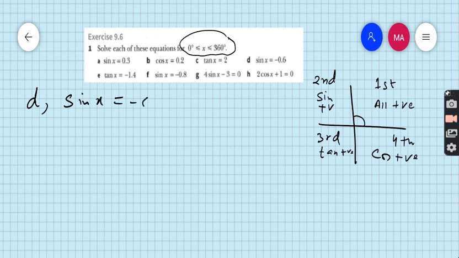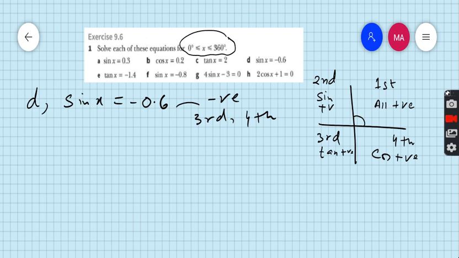sin x is equals to minus 0.6. This time the value given is negative, and sin is negative in the third and fourth quadrant. So the third quadrant means the value should be greater than 180, less than 270, and the fourth quadrant means the value should be less than 360, greater than 270.